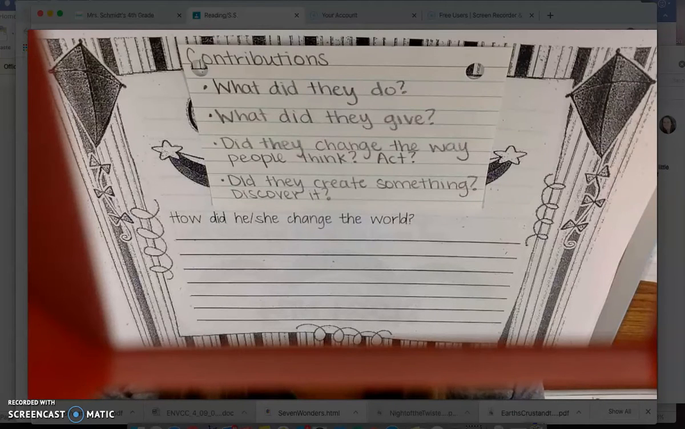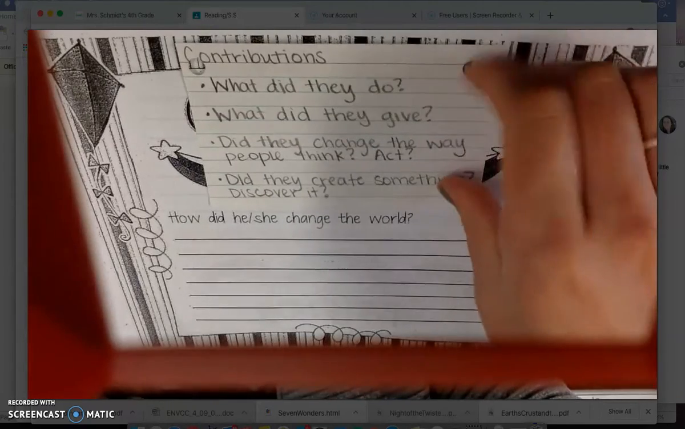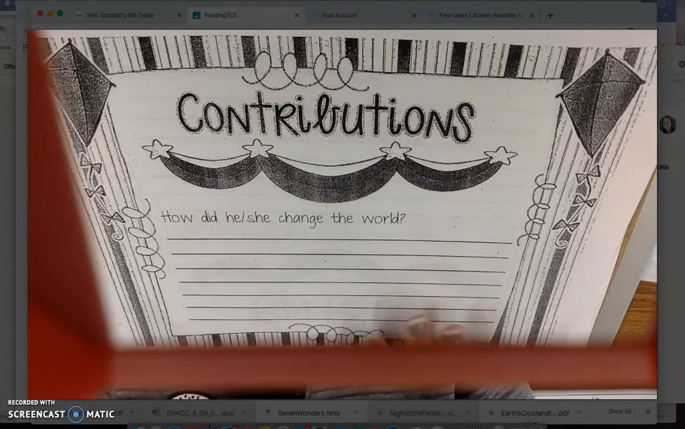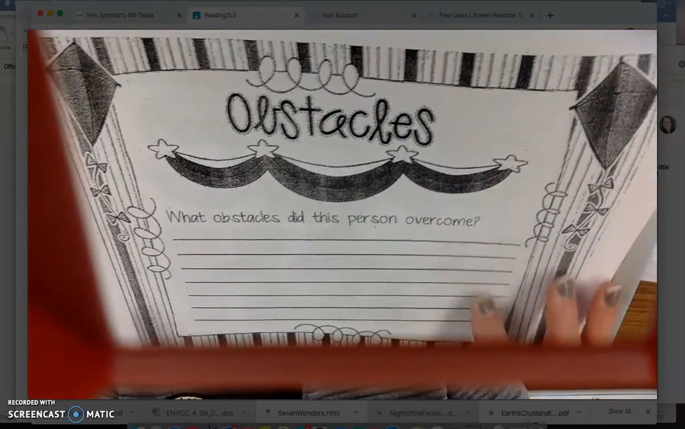So Gage, with Wilt Chamberlain, what did he change, right? Did they discover something? Did they create something? Those of you who have inventors and creators, Marcus, I know your guy created Velcro. I know a lot of you have inventors or people who created something, or maybe they just did something really, really important. This is the page, contributions. This is where you would put it, okay? When you get to the page of obstacles, think about what an obstacle is.